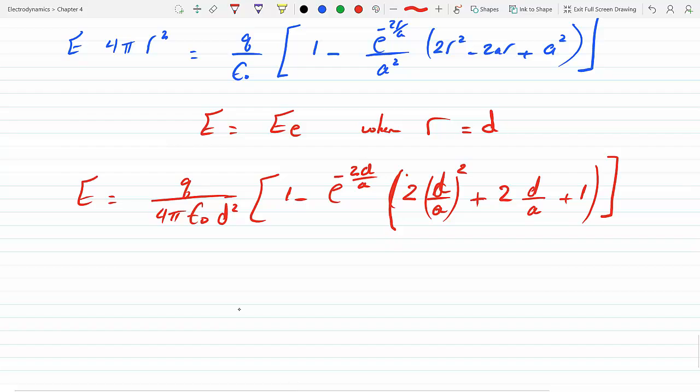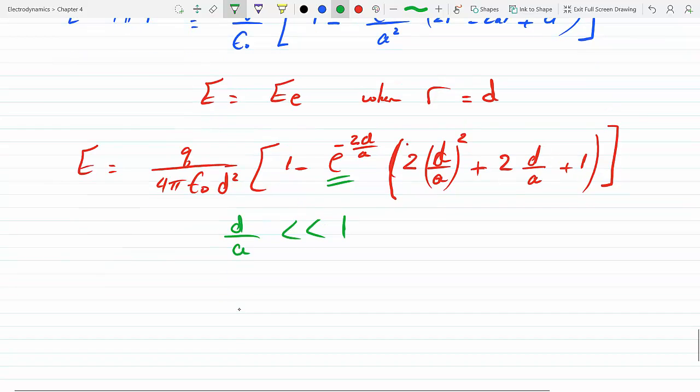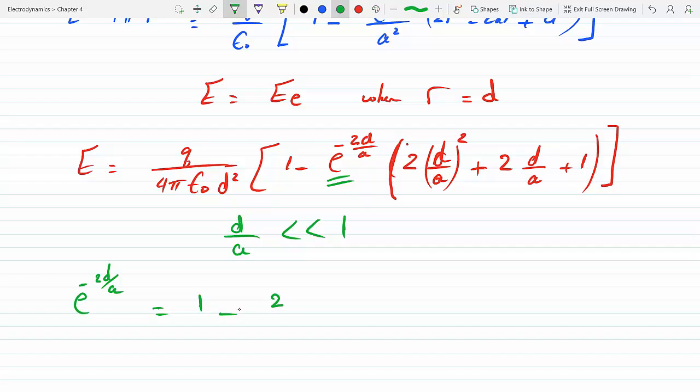Okay, and the reason I made everything in a ratio of d over a is because I know the separation distance is so small, so d over a is much less than 1. So now I can expand. We could do better than this expression. I could expand e to the minus 2d over a in a Taylor series, make it a polynomial. We know from the Maclaurin series, this is like saying e to the minus x, where x is 2d over a. So this would be 1 minus 2d over a over 1 factorial.